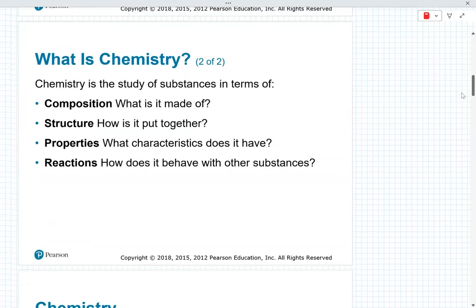So these are the terms you should be familiar with. So composition. You can study minerals, what they are made of. That would be analytical chemistry. Structure, how atoms or molecules are organized within a substance. That would be more like crystallochemistry. Okay.